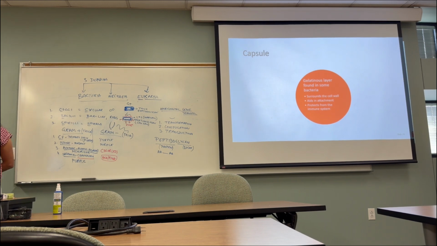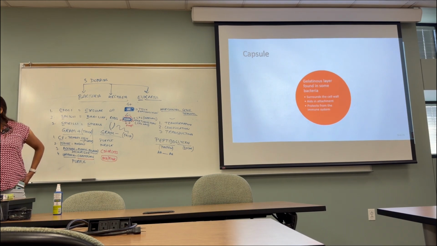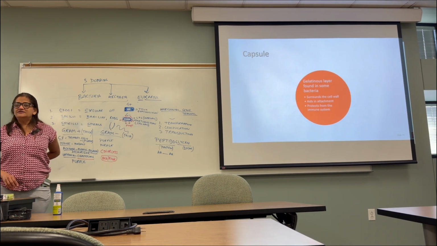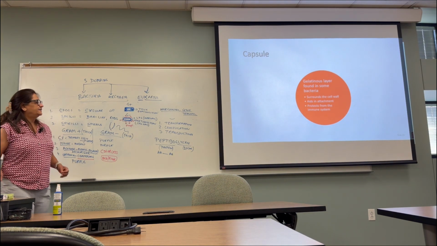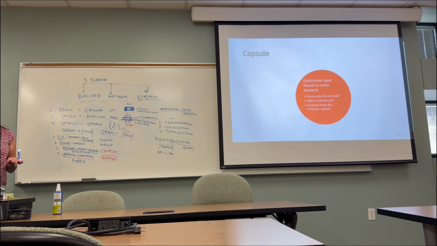Now, another type of structure that can be found in bacteria is a capsule. What is a capsule? A capsule is a gelatinous layer that is found around some bacteria, not all. So that gelatinous layer surrounds the cell wall. It helps the bacteria to attach to the host. It also protects the bacteria from the immune system of the host, meaning they are more virulent now because they have a capsule.